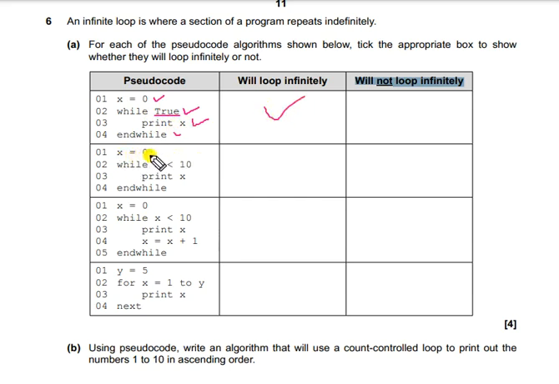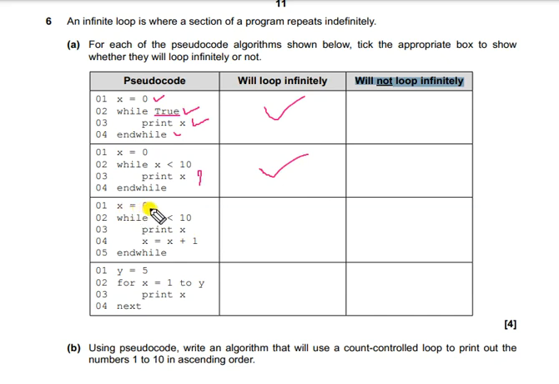Then we have x is equal to 0 and then while x is less than 10, print x. Up till here it is fine, but where are we incrementing the value of x? We are not incrementing x. So x is fixed at 0, which is always less than 10. So it will loop infinitely.